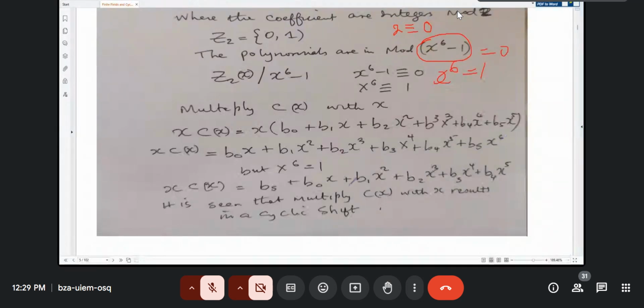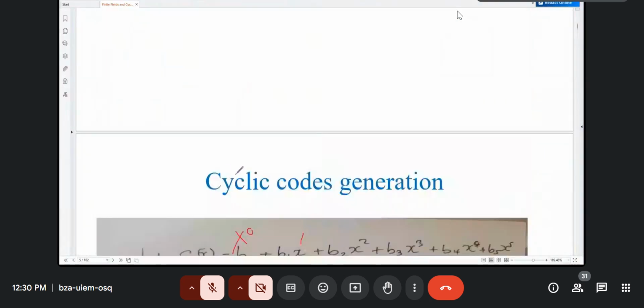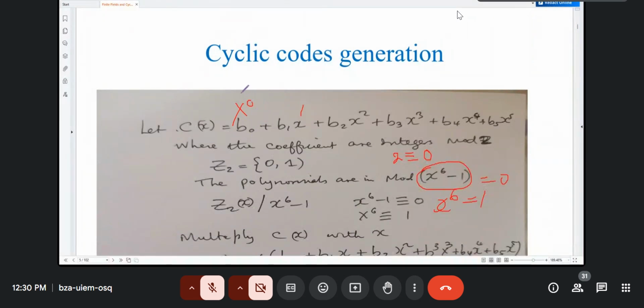So you can see what you have actually done, because x to the power of 6 is 1. So this becomes b5 times 1. This b5 has now come to the position of x to the 0, which means it's a cyclic rotation, because initially this means everything is 1.